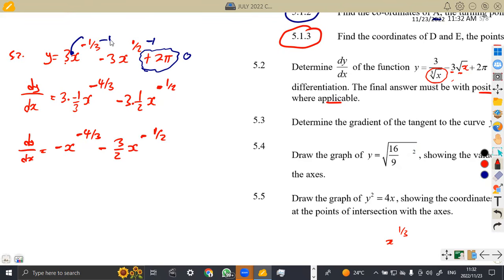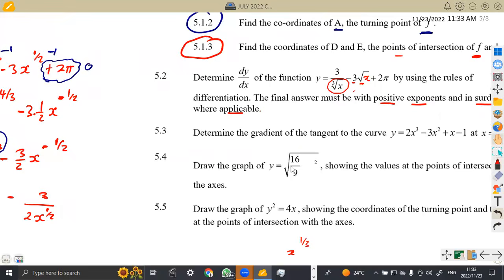Remember what we had before? We had to rewrite this in terms of positive exponents. So we are going to rewrite again the same way that we did before. To remove the negative exponent, it's going to be 1 over x to the exponent of 4 over 3. We do the same here: minus 3 over 2 x to the exponent of a half. But remember, we are told to leave the answer in terms of positive exponents and also in surd form, wherever it is applicable.